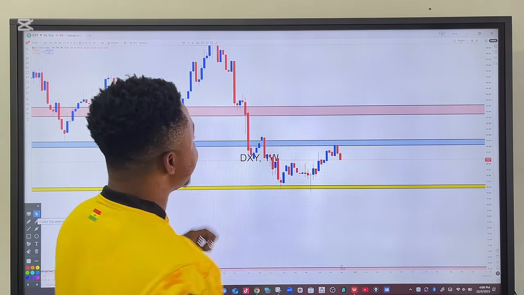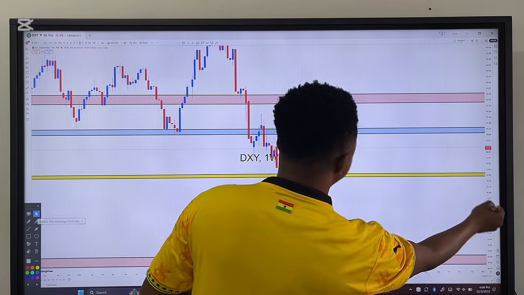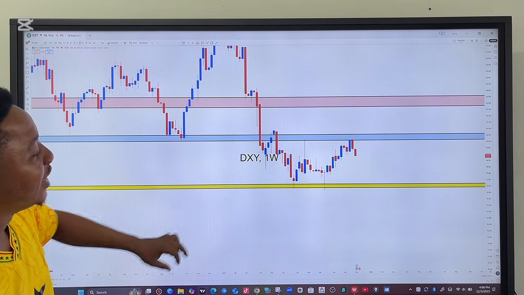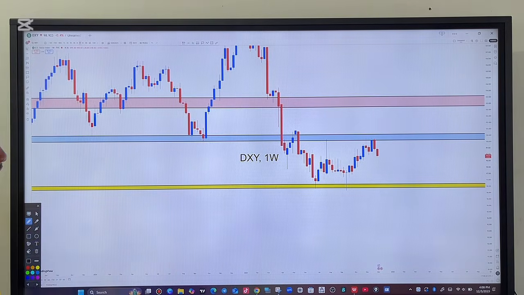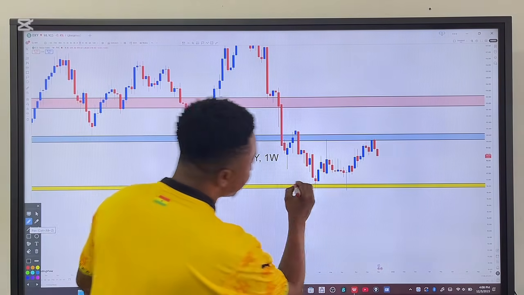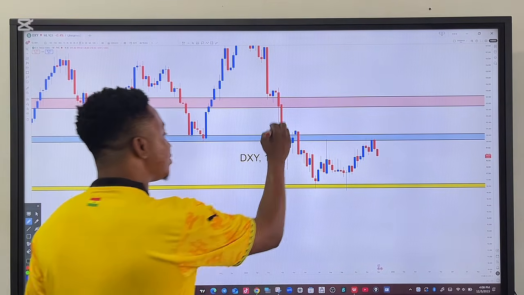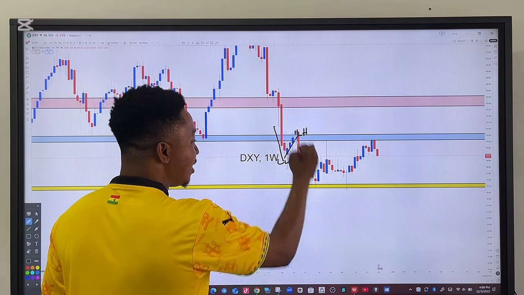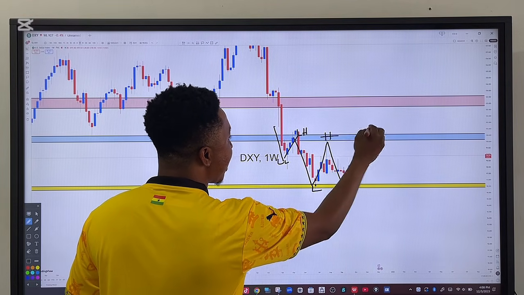Alright, so this is the weekly of DXY. Let's break it down carefully. Now, on the weekly time frame of DXY, price is moving in a downtrend. Why is price moving in a downtrend? Let's explain it over here. We have what? The weekly mid-range zone. This was a push to the downside, which formed what? A lower low. We saw a lower high here. Equal lows now. And then equal highs also over here.